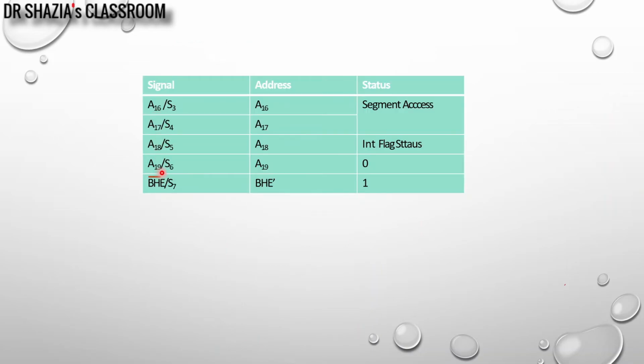A16 to A19 is multiplexed with status signals S3 to S6, and BHE bar slash S7, which we have seen in the previous slide. A16 and A17 are multiplexed with the status signals S3 and S4. When ALE is high, the buses will carry A16 and A17. When ALE is low, they will carry S3 and S4 information. S3 and S4 basically indicate the segment currently being accessed by the processor.